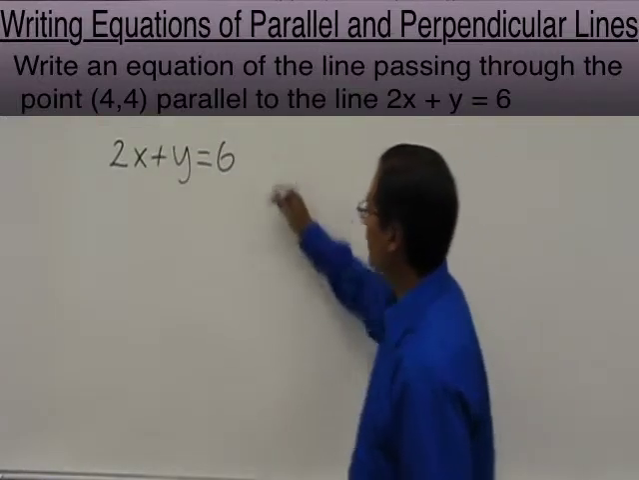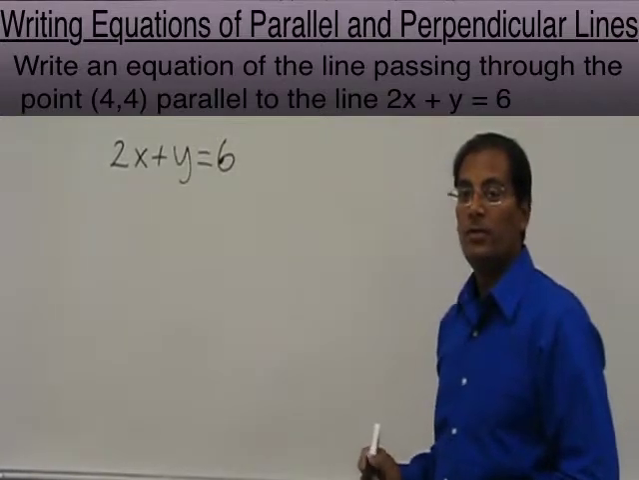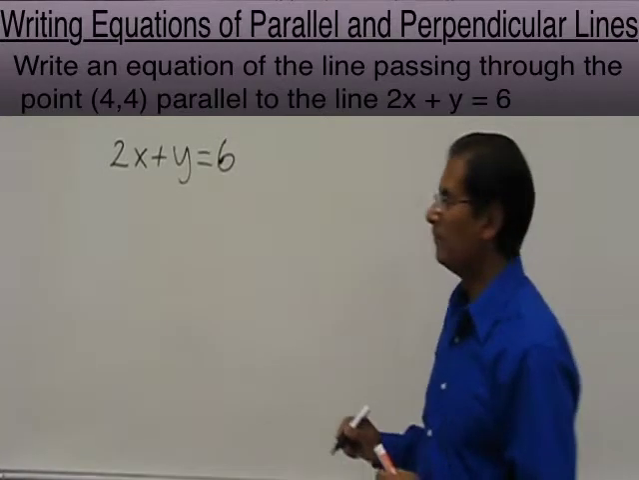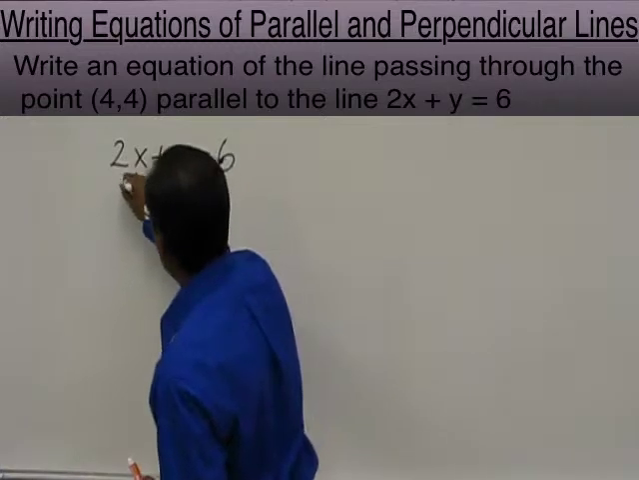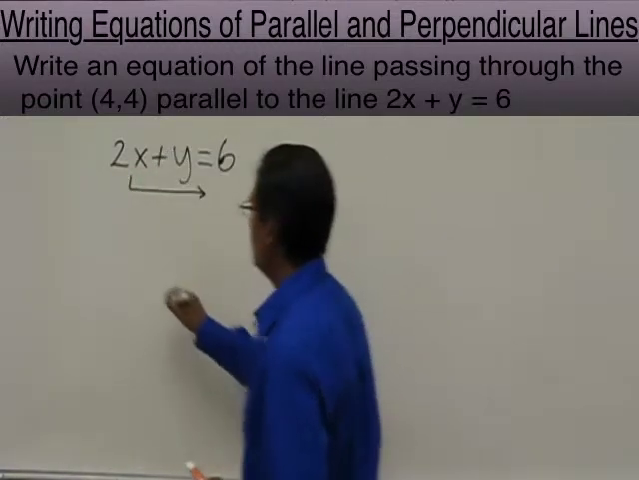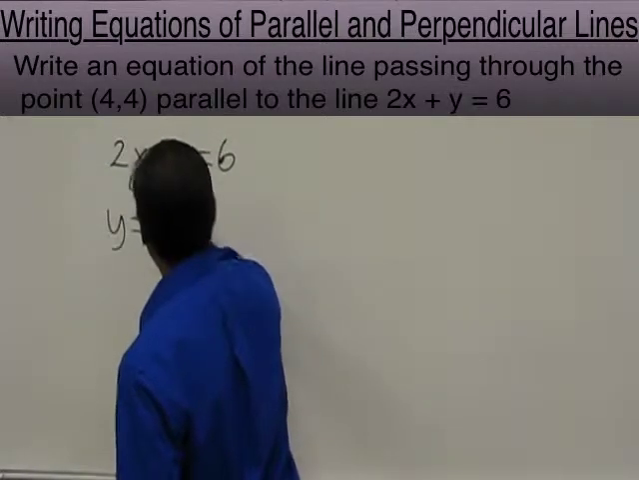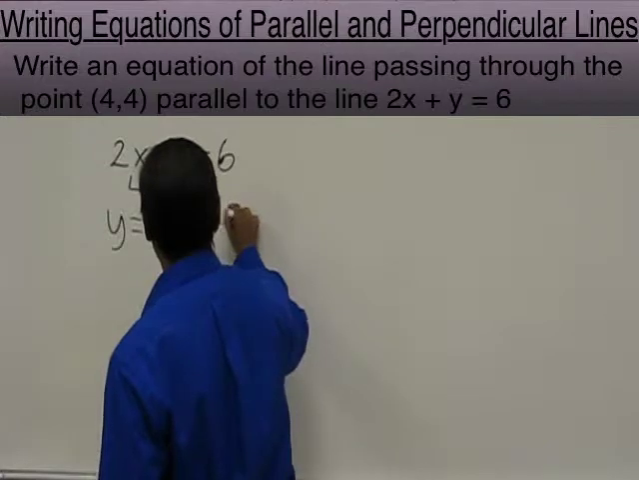And so the first thing we need to know whenever we're writing an equation is we need to find the slope. So we solve this for y. We move the 2x over. We subtract 2x from both sides. We get y equals negative 2x plus 6.